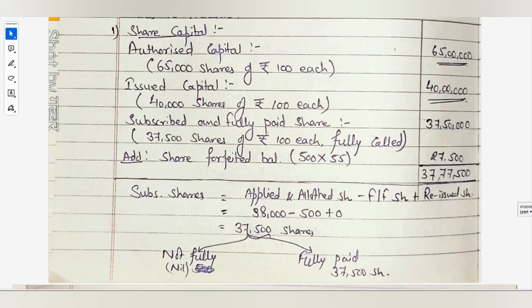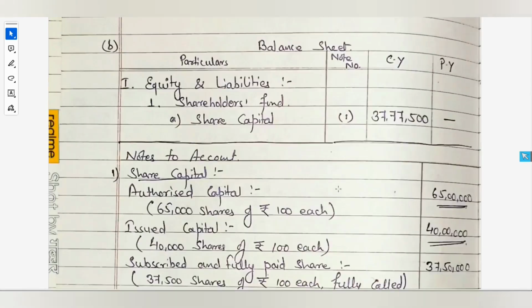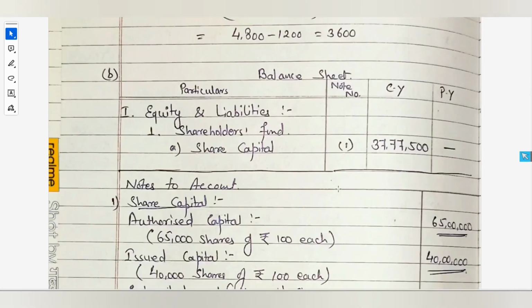That is why a shortcut formula can apply. 55 rupees is the paid up amount multiplied by the number of shares that have been forfeited, that will equal 27,500, and the final balance will be equal to subscribed shares and forfeited. After adding the balance of forfeited, that means 37 lakh 77,500, and that value will be transferred in the current year balance of share capital.